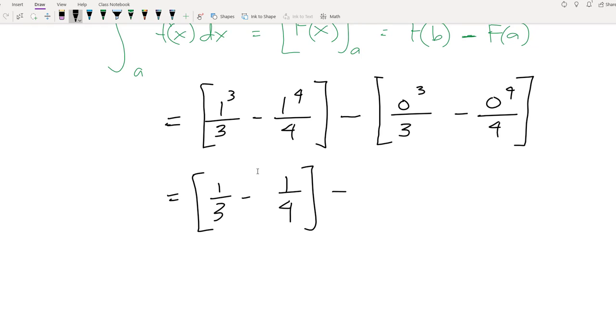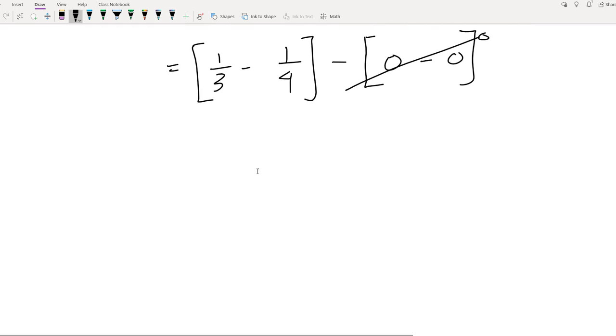Minus 0 raised to 3 is 0 divided by 3. That should only be 0. Minus 0 raised to 4 is 0 divided by 4 is 0. So 0 minus 0 is 0. Any value that you subtract 0 from will just be the same value. So this is equal to 0. So 1/3 minus 1/4 would be equal to 1 over 12.